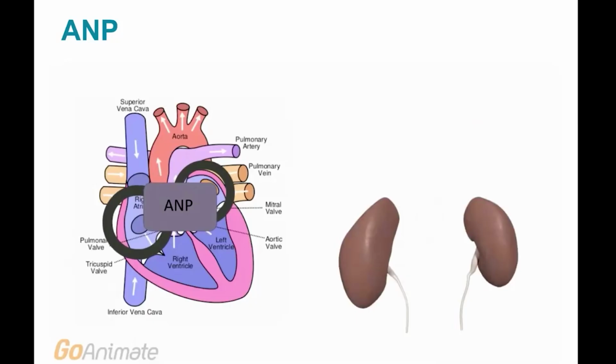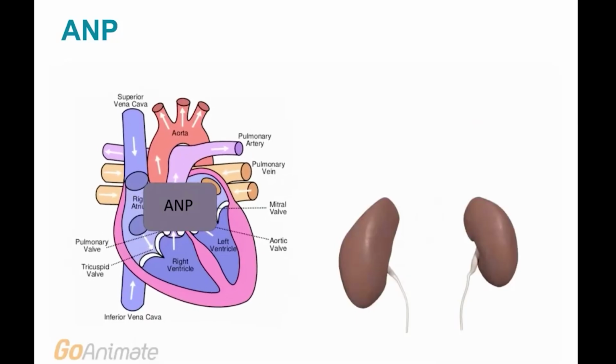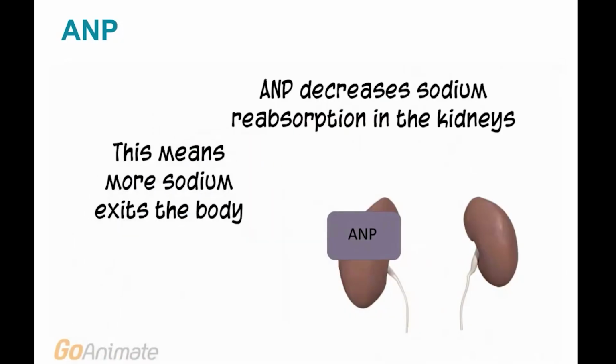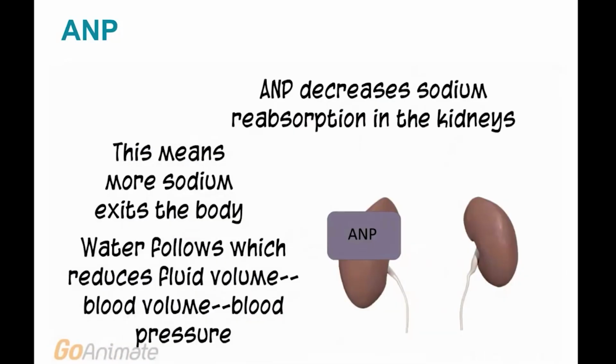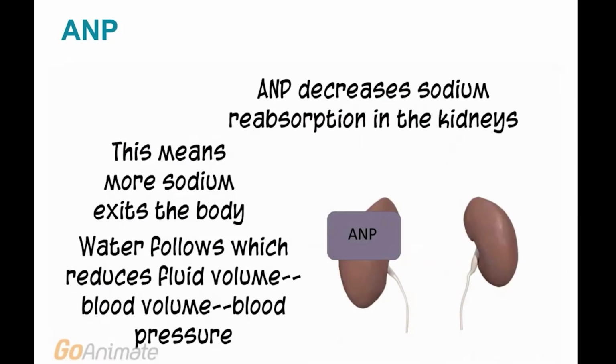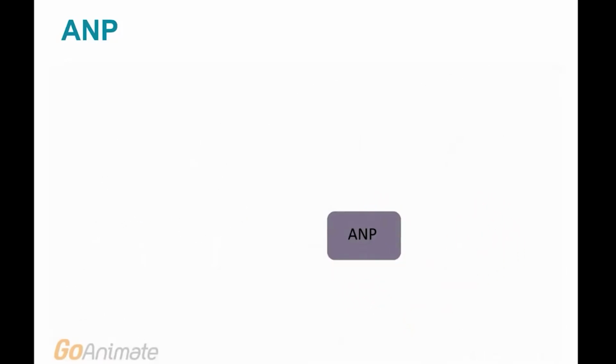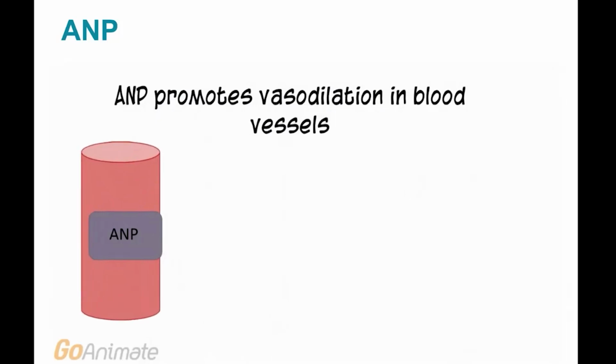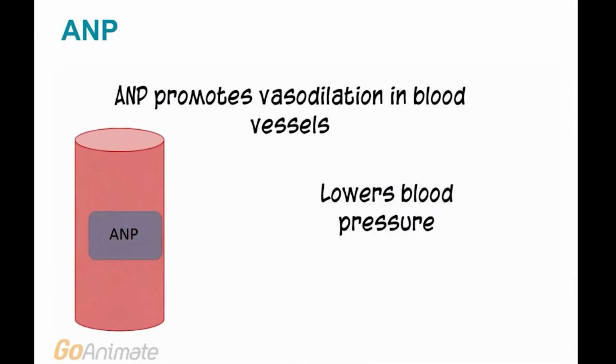ANP targets the kidneys and causes a decrease in sodium reabsorption. More sodium exits the body. When sodium exits, more water follows by osmosis, and fluid volume decreases, causing subsequent decreases in blood volume and blood pressure. ANP affects blood vessels by causing vasodilation. This also works to lower blood pressure.